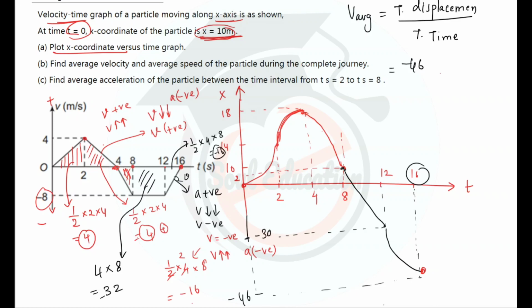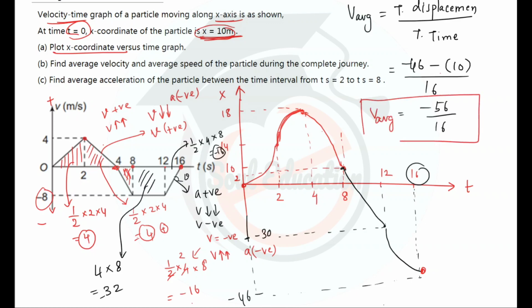Final position minus initial position. Initial position is 10. Whole divided by total time, which is 16. So which is equal to how much? Total is minus 56 upon 16. Right, this is my average velocity. So இதை cancel பண்ணோம்னா we will get the average velocity in meter per second.